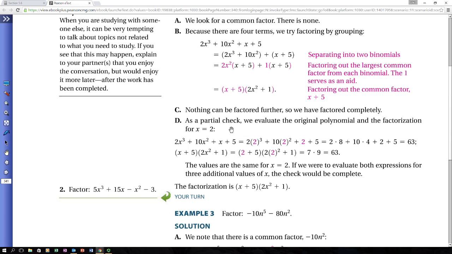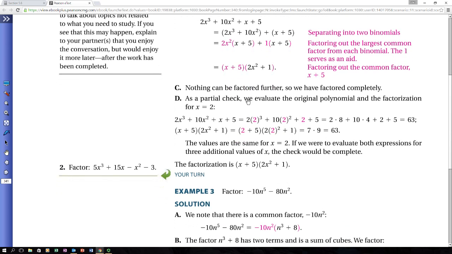Then we do a partial check, and this is a good strategy for checking our factorization. So if you think about this, we have this original polynomial, this 4-term polynomial, and another way to write this really is to say that this is the quantity x plus 5 times the quantity 2x squared plus 1. In other words, they should have the same effect on any numbers that I put in for the variable.